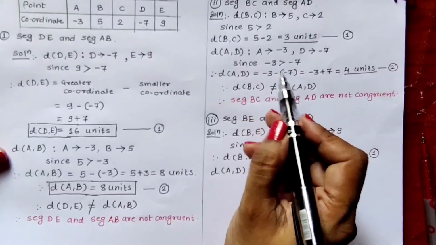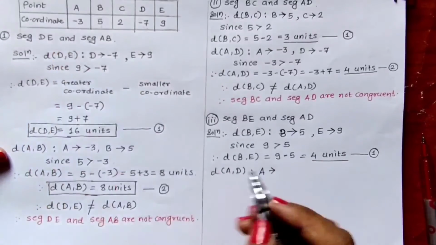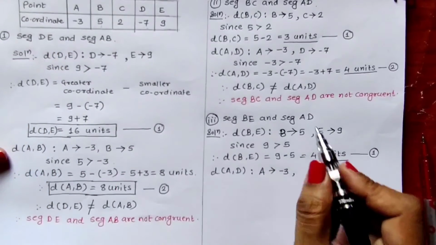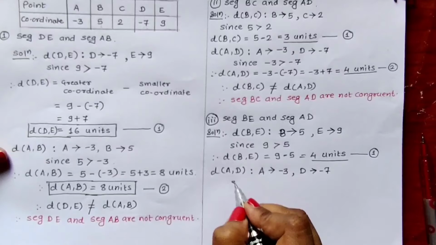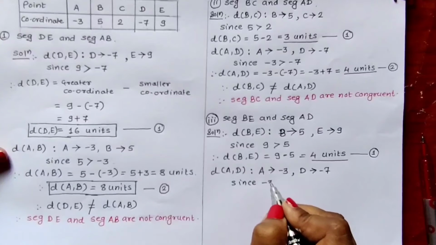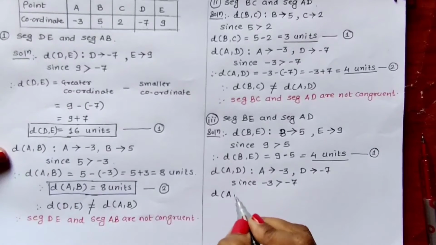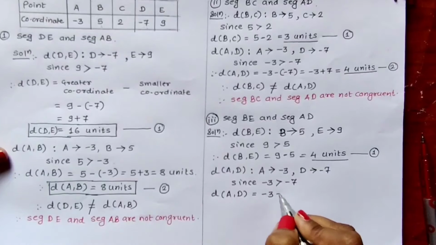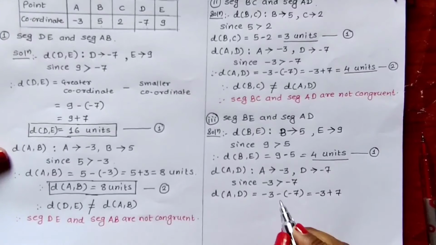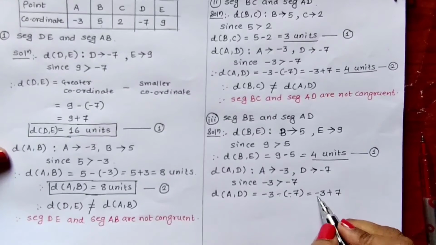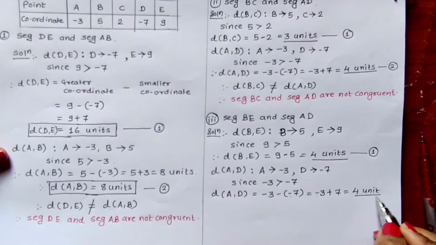Now let us find out distance AD. AD we have got here in the previous sum. So coordinate of point A is minus 3. Coordinate of point D is minus 7. Since minus 3 is greater than minus 7, we can find out distance AD as minus 3 minus minus 7. Minus minus will become plus. So minus 3 plus 7. Then this minus plus will become minus. We get 4 units. 7 minus 3 is 4 units.